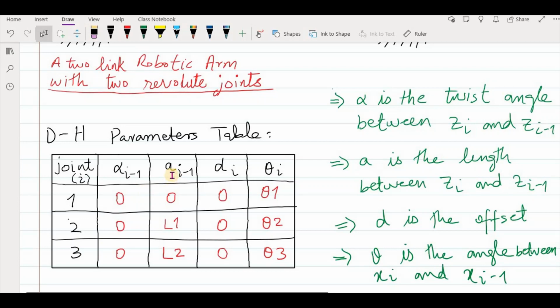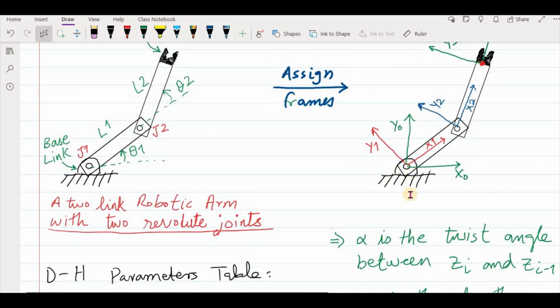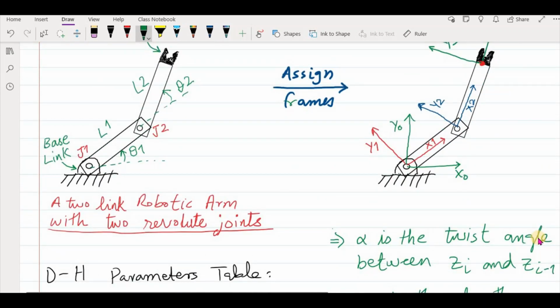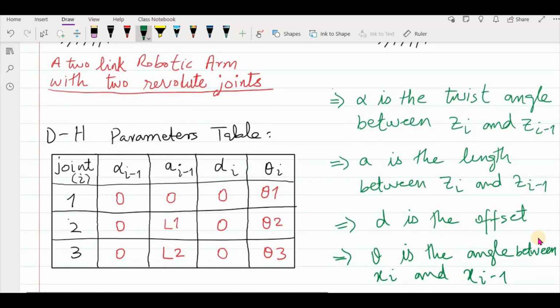Now let's talk about the second DH parameter, which is the length. So what is A? A is the length between the z-axis of your present frame and the z-axis of your previous frame. As you can see, again, the z-axes of frame 0 and frame 1 don't have any distance between them. They have the same point of origin. So that is why your a i minus 1, this link length, will also be 0.